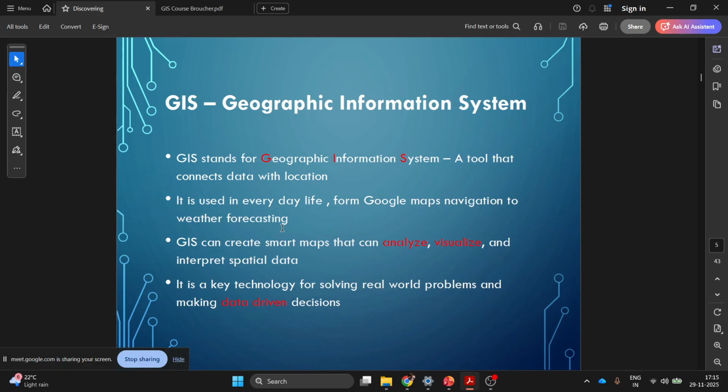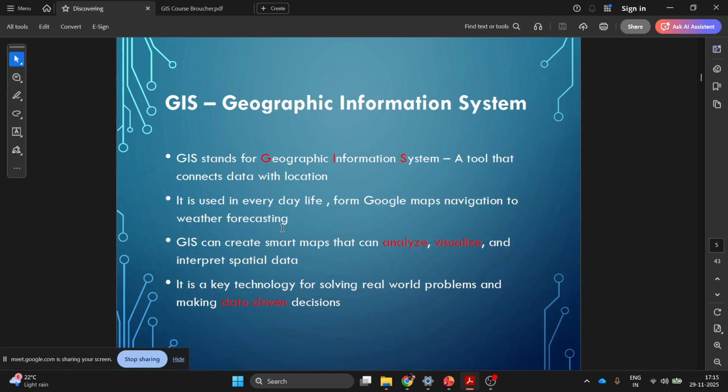For example, if a particular car is in a particular area, GIS helps in connecting that car with the particular location where it is, at what latitude and longitude, or which place the car is in. That is why it is a tool which connects data. For example, what type of car is there in a particular area. That is also dealt with by GIS, and it is used in everyday life.